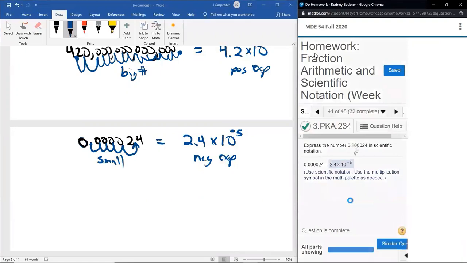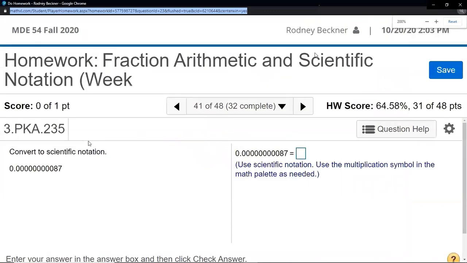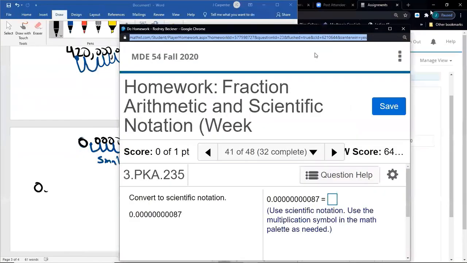Next question. Another conversion to scientific notation. And again, I won't do all of these. I don't want to take all the fun. This will be fun to count. Let me zoom in just a little bit so I can count easier. My eyes aren't the best. 1, 2, 3, 4, 5, 6, 7, 8, 9 zeros between the decimal and the 8.